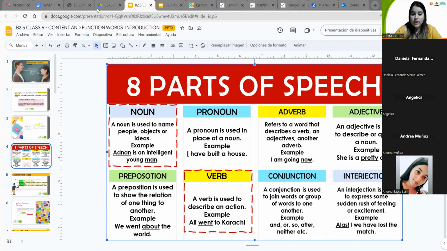Conjunction. So a conjunction is used to join words or groups of words to one another. For example, and, or, so, after, neither, etc. Those are conjunctions. An interjection is used to express some sudden rush of feeling or excitement. For example, alas, we have lost the match, or wow, or huh. Okay, so these are the 8 parts of speech that we have.